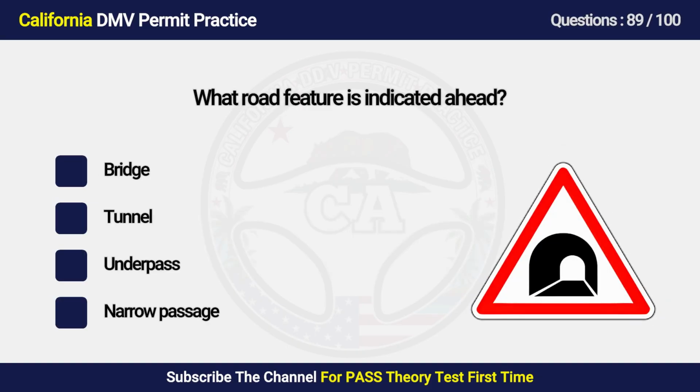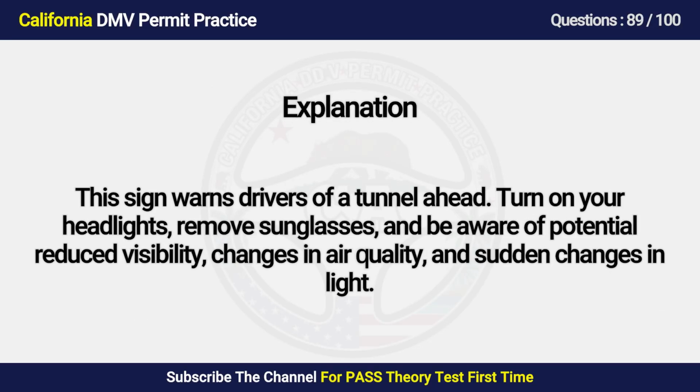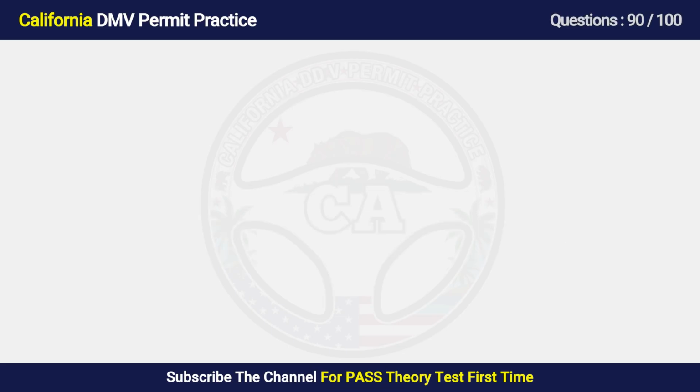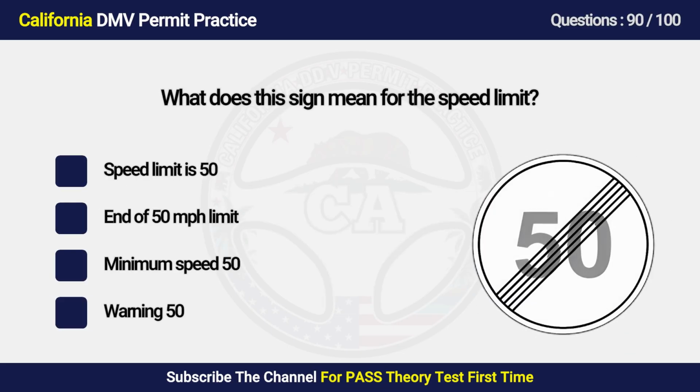A. Bridge. B. Tunnel. C. Underpass. D. Narrow passage. Answer is B. Tunnel. This sign warns drivers of a tunnel ahead. Turn on your headlights, remove sunglasses, and be aware of potential visibility changes, changes in air quality, and sudden changes in light. Question 90. What does this sign mean for the speed limit?